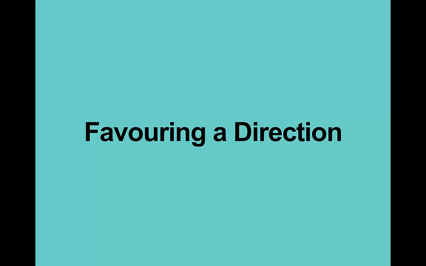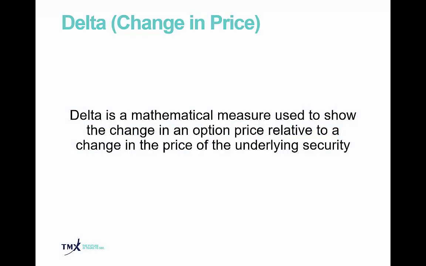Now, what do I mean by that? Well, this is where we get a little bit more into the details of how an option contract is priced. So the delta of an option contract is in fact a reflection of the anticipated change in price of the option contract as it's influenced by a move in the underlying security. So the delta is a mathematical measure used to show the change in an option price relative to a change in the price of the underlying security.